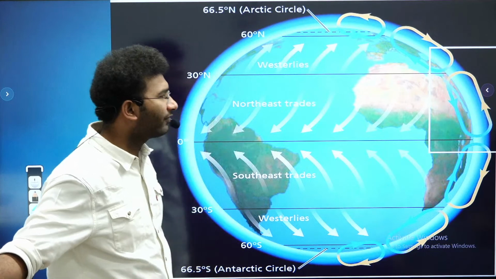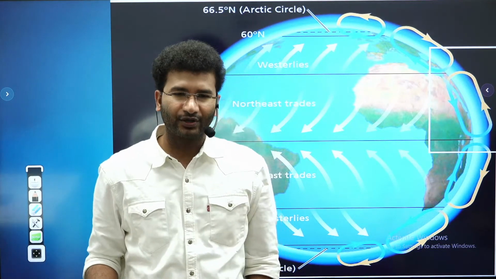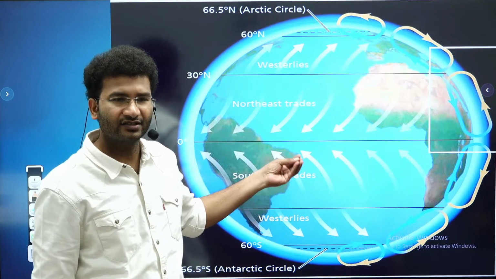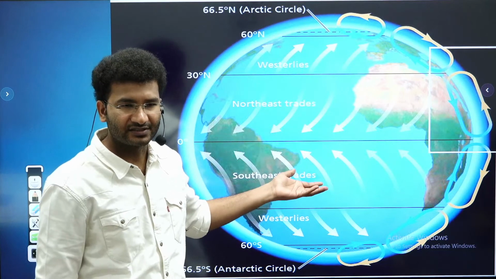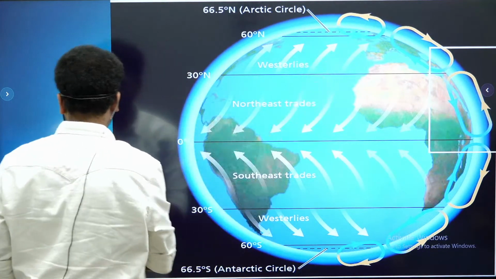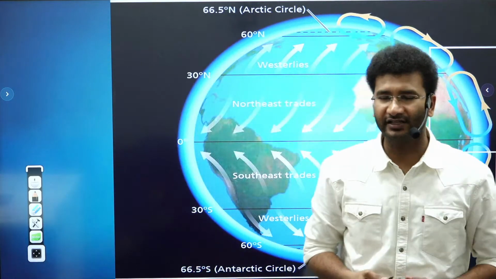Now, the monsoon of India is one of the most complicated topics. Why? Because the general pattern of the winds changes on a seasonal basis. Whatever you see on the board is called global atmospheric circulation. What is this global atmospheric circulation? It is how the winds are moving on the surface of the earth.